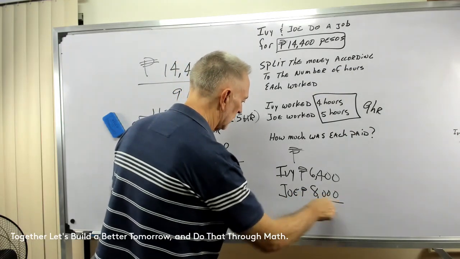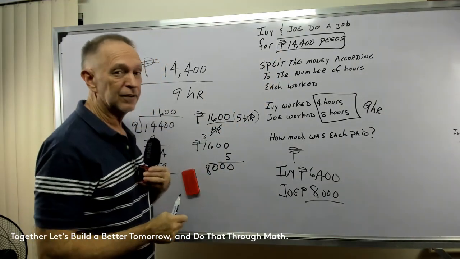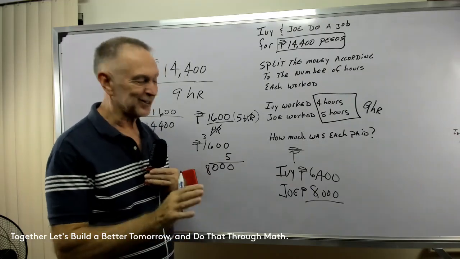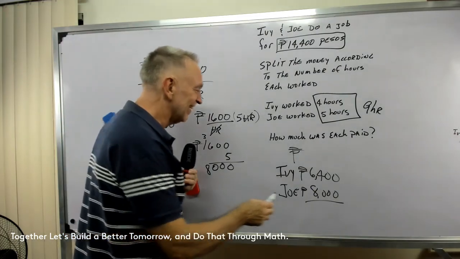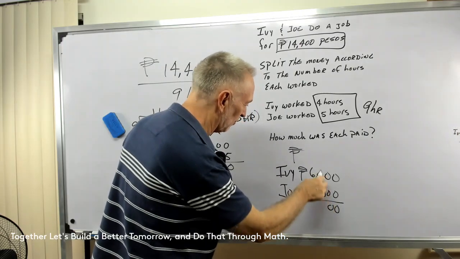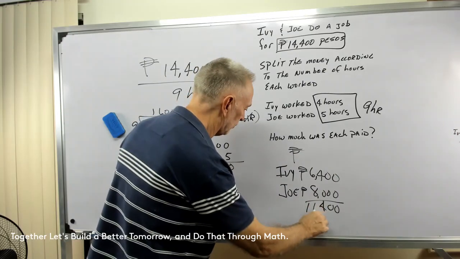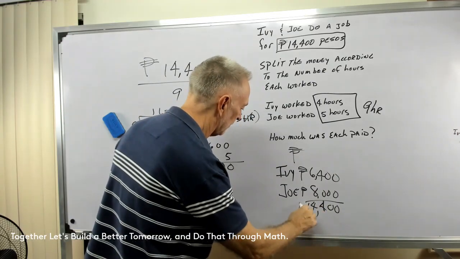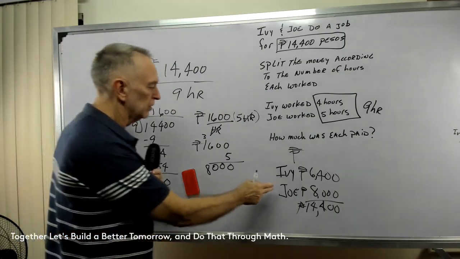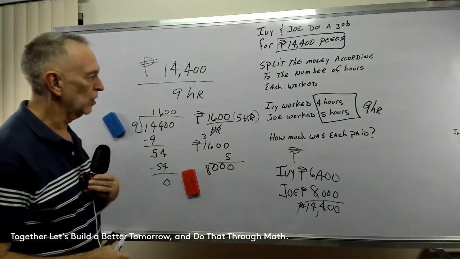Now if we add those together, we should get 14,400. If we don't, we've messed up somewhere. Okay. All right, 0 plus 0, 0, 0 plus 0, 0, 4 plus 0 is 4, 8 plus 6 is 14. Yay. So 14,400, Joe gets 8,000, Ivy gets 6,400.